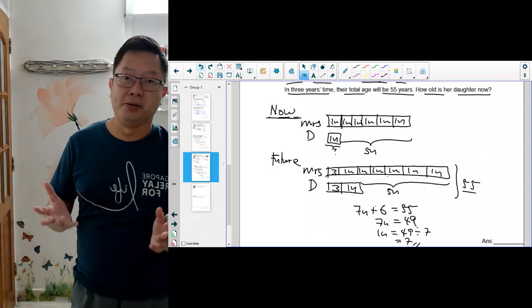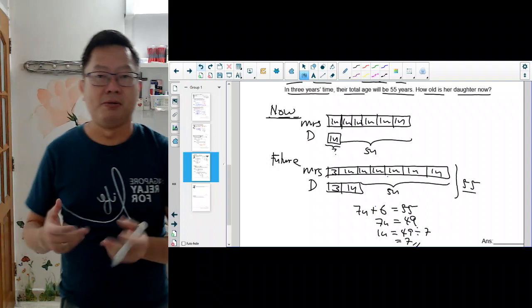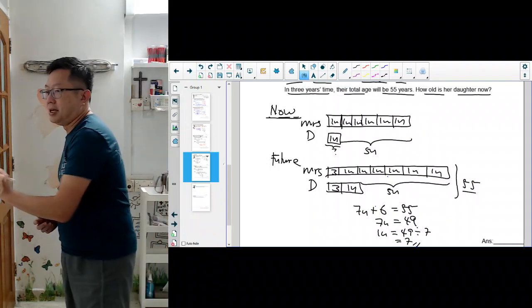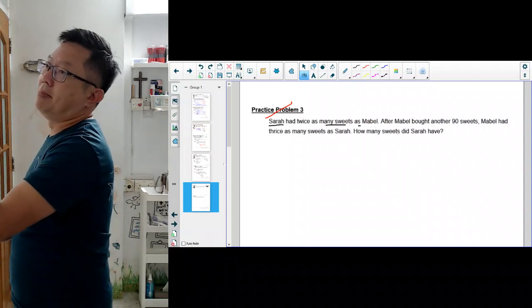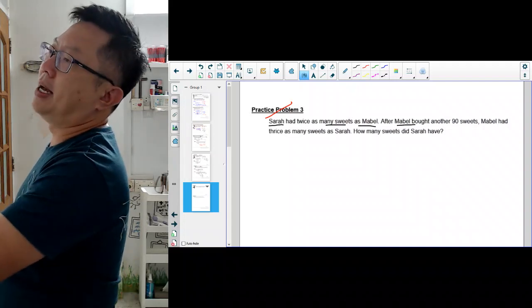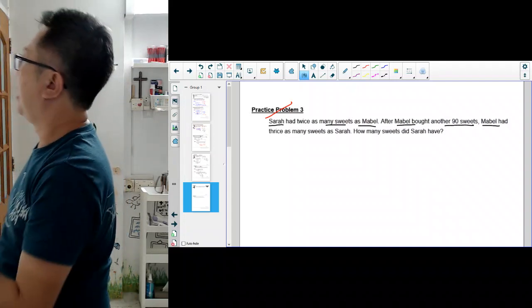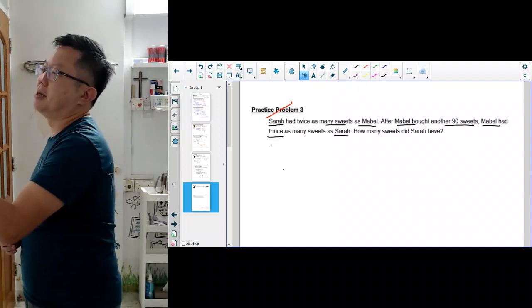Okay, that's how you solve the model for this problem. Okay, let's go on to the next question. Sarah had twice as many sweets as Mabel. After Mabel bought another 90 sweets, Mabel had twice as many as Sarah.